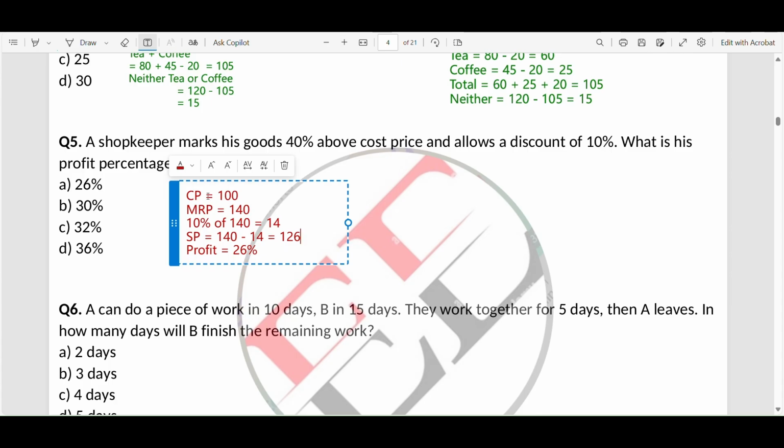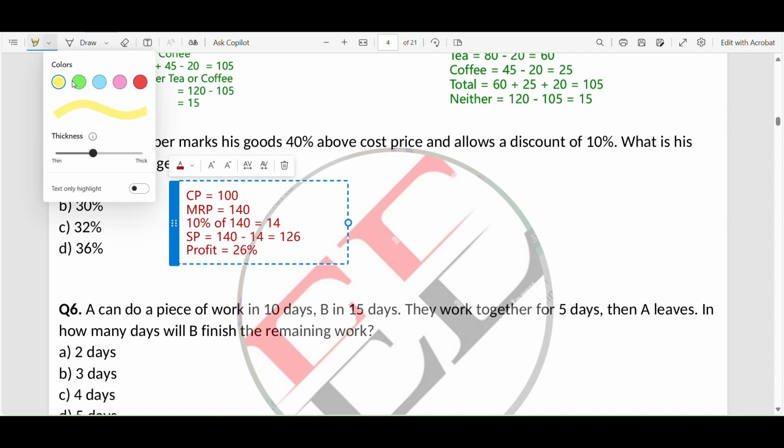And what is the difference between cost price and selling price? It is 26, right? 126 minus 100, which is 26. So in 126, 26 is 26% of 100, right? That's why the profit is 26%. I hope you understand now. Understood it?